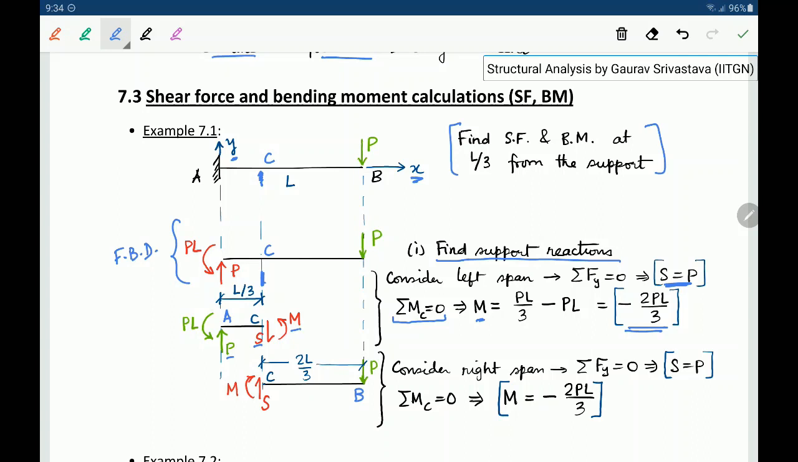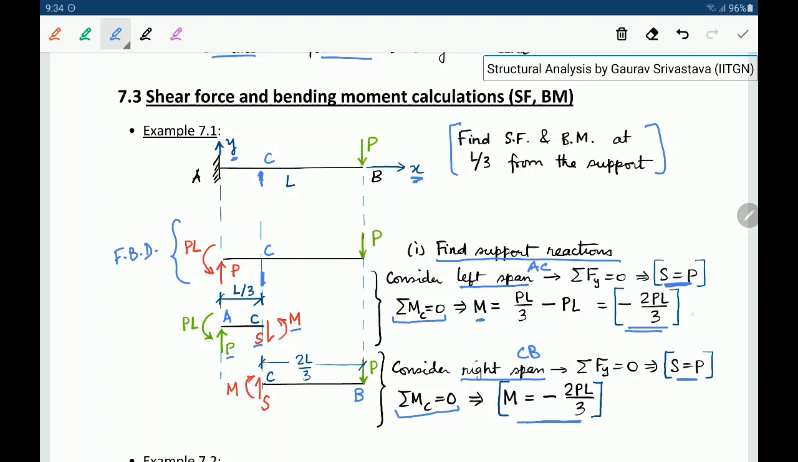Now this was considering the left span, but we can consider the right span also. The left span was AC, and the right span will be CB. So when considering the right span, we have cut it from the left. Since we have cut it from the left, according to the positive sign convention, upward shear and clockwise moment will be positive. So that is what we assume here. Again, summation Fy equal to 0 gives S equal to P, and summation of MC equal to 0 gives M equal to minus 2PL by 3.